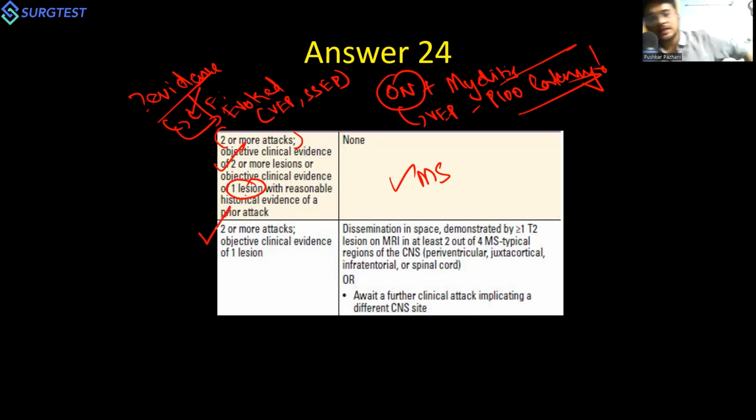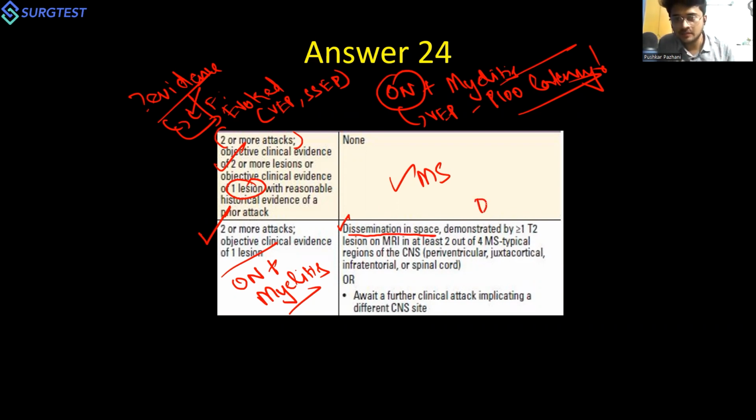So let's go to the other scenario. Let's say you have a patient who has two or more attacks, but you have objective clinical evidence of only one lesion. So let's take the example again: the patient has an optic neuritis, so that's one attack, and the patient is having a myelitis. So you do have two or more attacks, but you have objective clinical evidence for only one. So let's say you just have a prolonged VEP, but you have no evidence for this myelitis. Okay, so in this scenario, you have to establish dissemination in space. So in patients with two or more attacks, with only one lesion where you have objective clinical evidence, you need to establish dissemination in space.